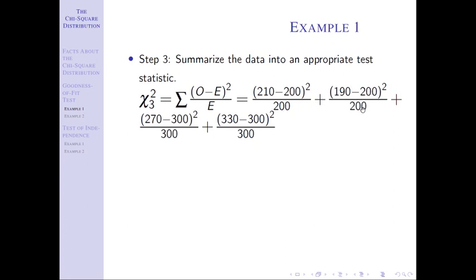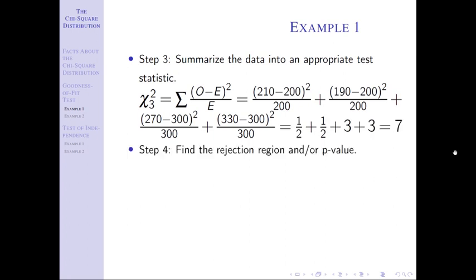So 1/2 plus 1/2 plus, this would be negative 30 squared. This would be positive 30 squared. 30 squared is 900. 900 divided by 300 in both cases is 3. So it's 1/2 plus 1/2 plus 3 plus 3, which is 7.